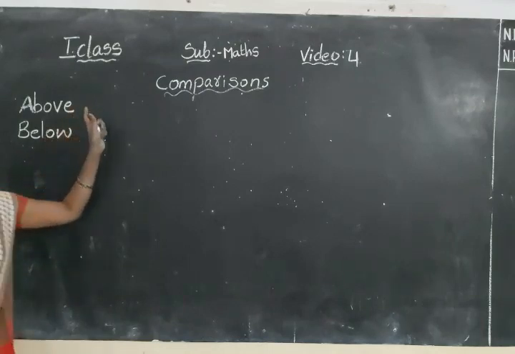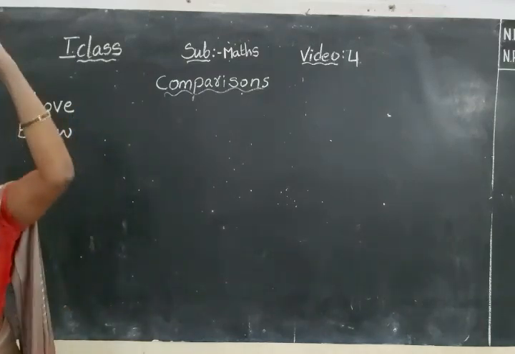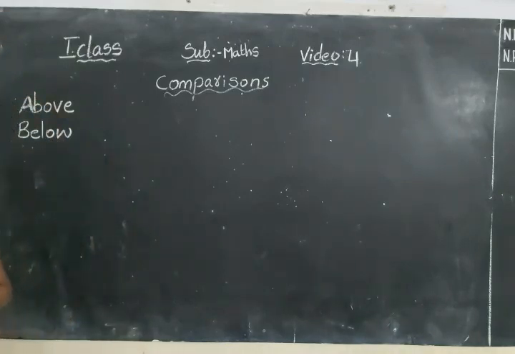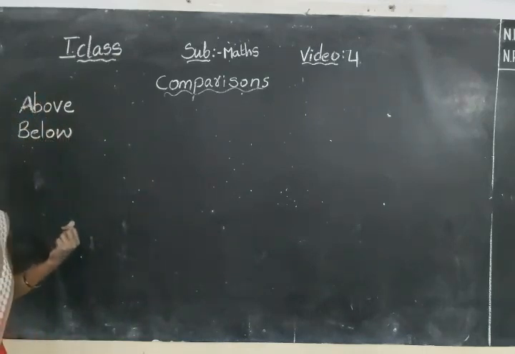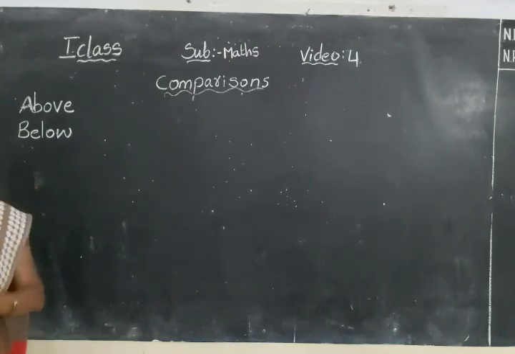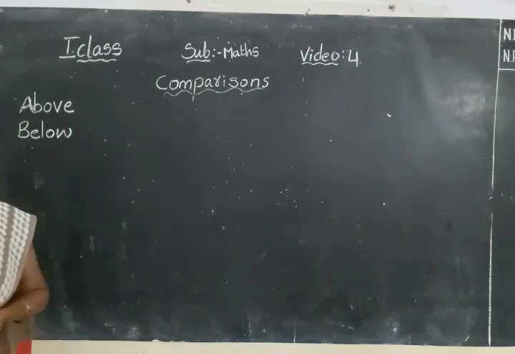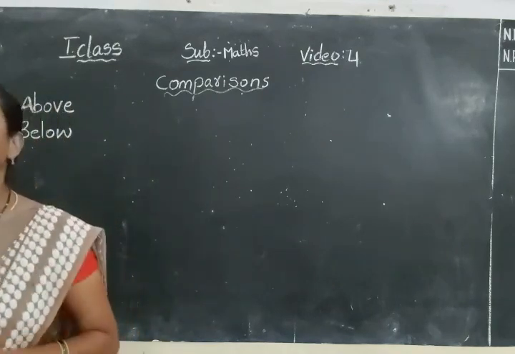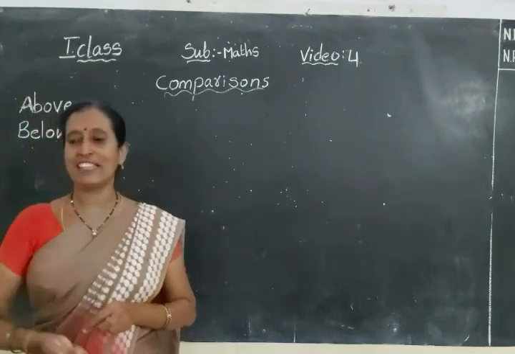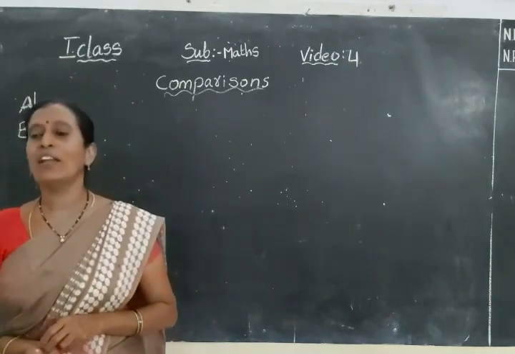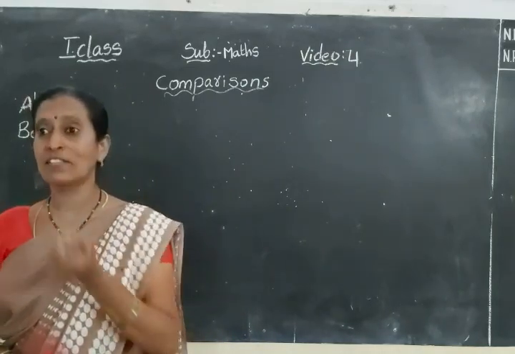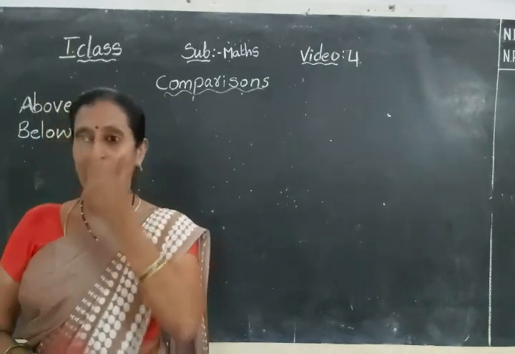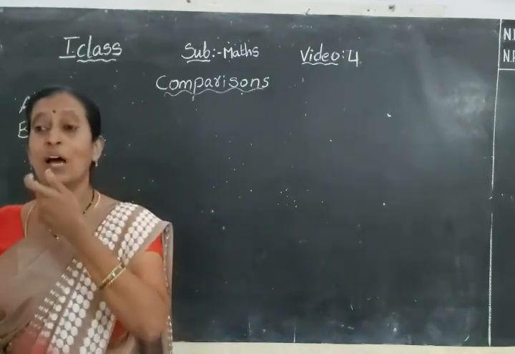Above is something which is placed in the top position. Above means what? Something which is placed in the top position. And below is something which is placed in the lower position. No? Means bottom position. I'll give one more example for you. We are all children. We all have faces. What is there on our faces? We have the eyes, the nose, and the mouth.